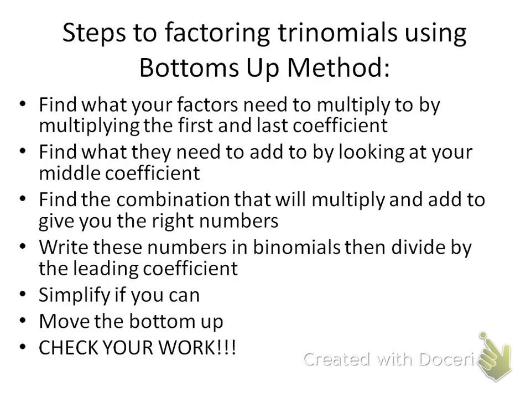All right, next one, bottoms up method. Again, really your choice if you want to write all this down. I will give you time to write it down if you'd like. The bottoms up method sounds kind of confusing, but once you get the hang of it, it's not too bad. The first thing you want to do is find your multiply number. You get your multiply number by multiplying the first and the last coefficient. Then you want to find your add number. Your add number is your middle coefficient. Then you find the combination that would multiply to your multiply number and add to your add number.